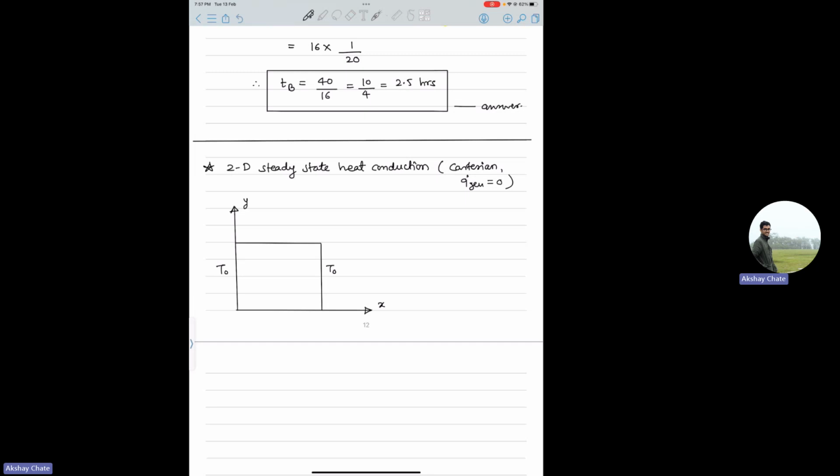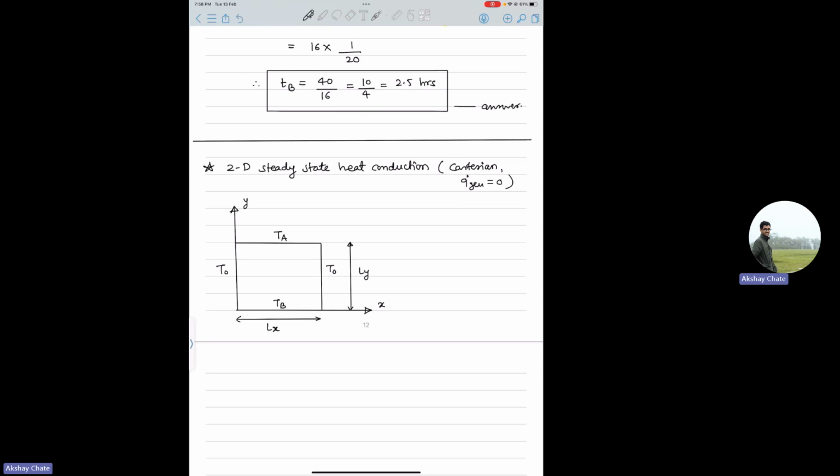Typically, what you do is, one second, I'll just draw the complete figure. This is Lx and this is your Ly, and this will be your temperature boundary conditions of these two walls.